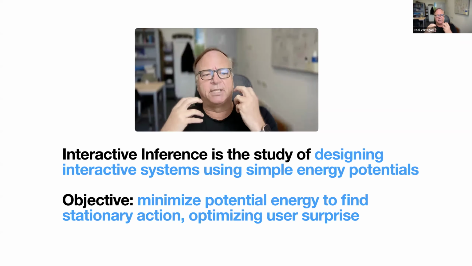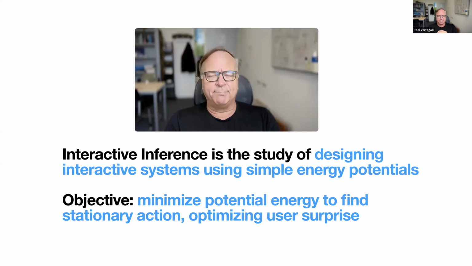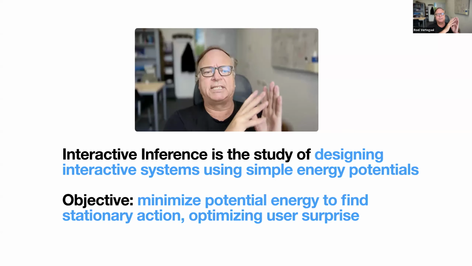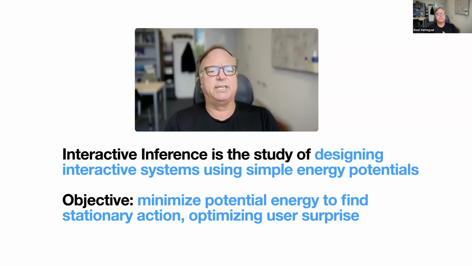So this is about designing interactive systems using simple energy potentials with the objective of minimizing potential energy in stationary action, thus optimizing user surprise. And I say optimize because it's not always about the lowest or the stationary user surprise. As we all know, at the end of a Netflix show, sometimes there's a cliffhanger. And sometimes when you want to engage your audience, you actually create surprise in order to activate their brain. So it's about optimizing surprise, not necessarily minimizing surprise.